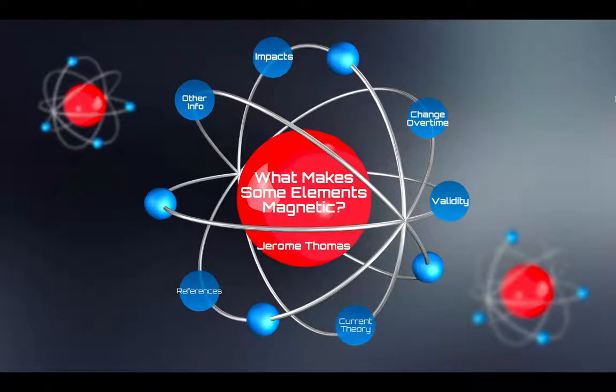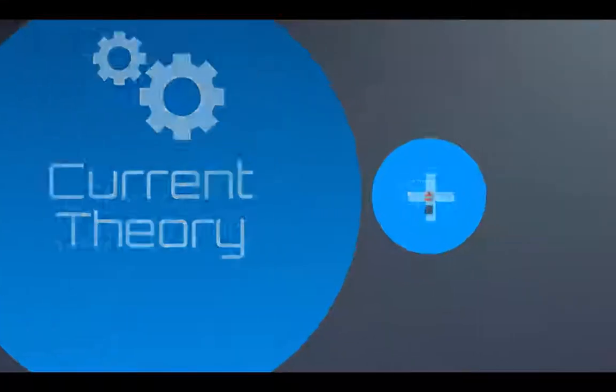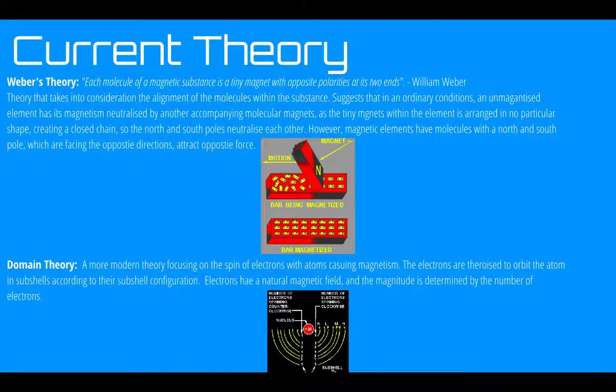What makes some elements magnetic? The current theory. A popular theory of magnetism considers the molecular alignment of the material. This is known as Weber's theory. This theory assumes that all magnetic substances are composed of tiny molecular magnets.